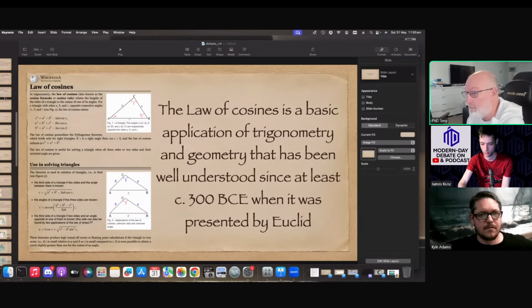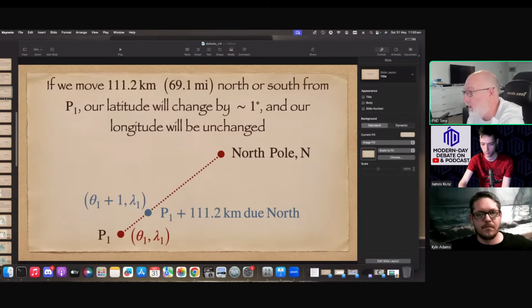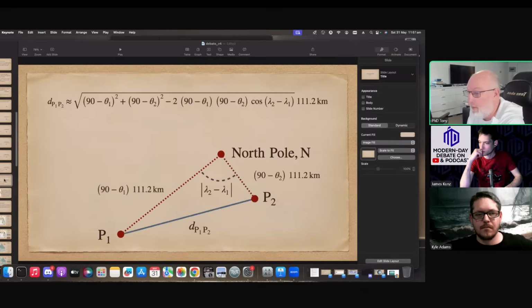So the only assumption that I've got is this: when you move 69.1 miles or 111.2 kilometers north or south, you have changed your latitude by approximately 1 degree. That's all I've used. And from there, I get a distance formula on a planar Earth.